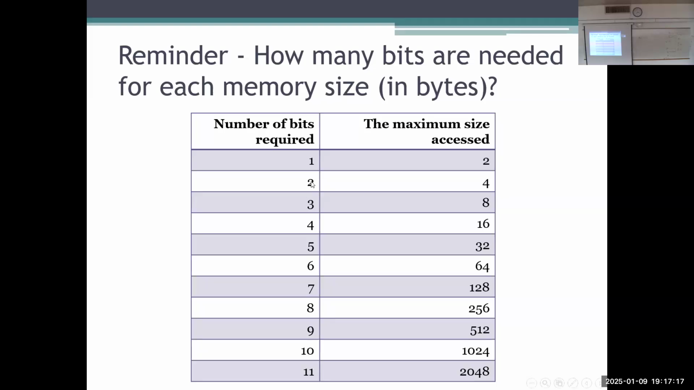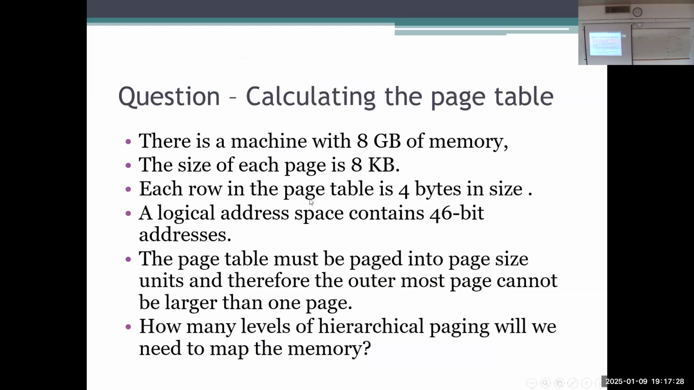If I have 2 bits, then I can get 4 bytes. If I have 11 bits, then I can get 2048 bytes. I can reference each byte. That's going to be relevant to this: 2 kilobytes. Questions? Calculating the page table.